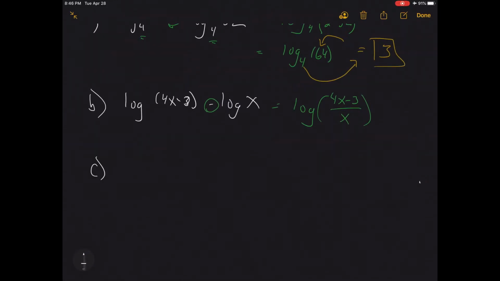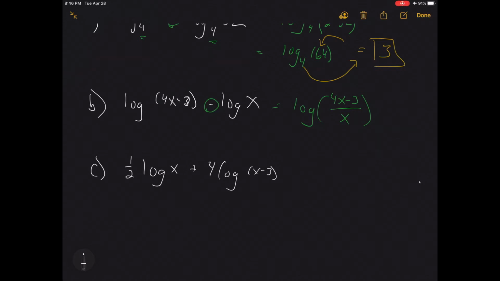Let's go with 1/2 log of x plus 4 log of, let's go with x minus 3. So I got 1/2 log of x plus 4 log of x minus 3.